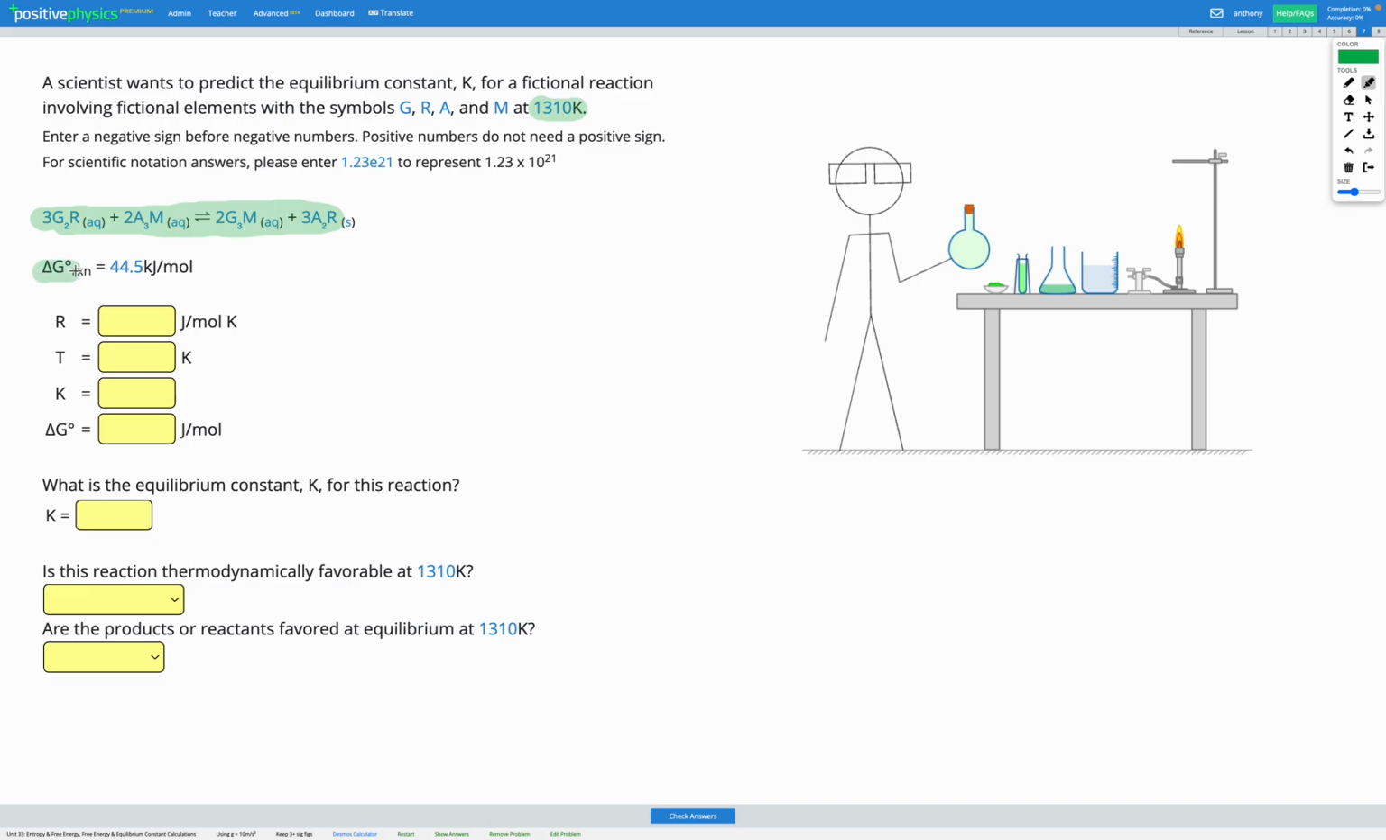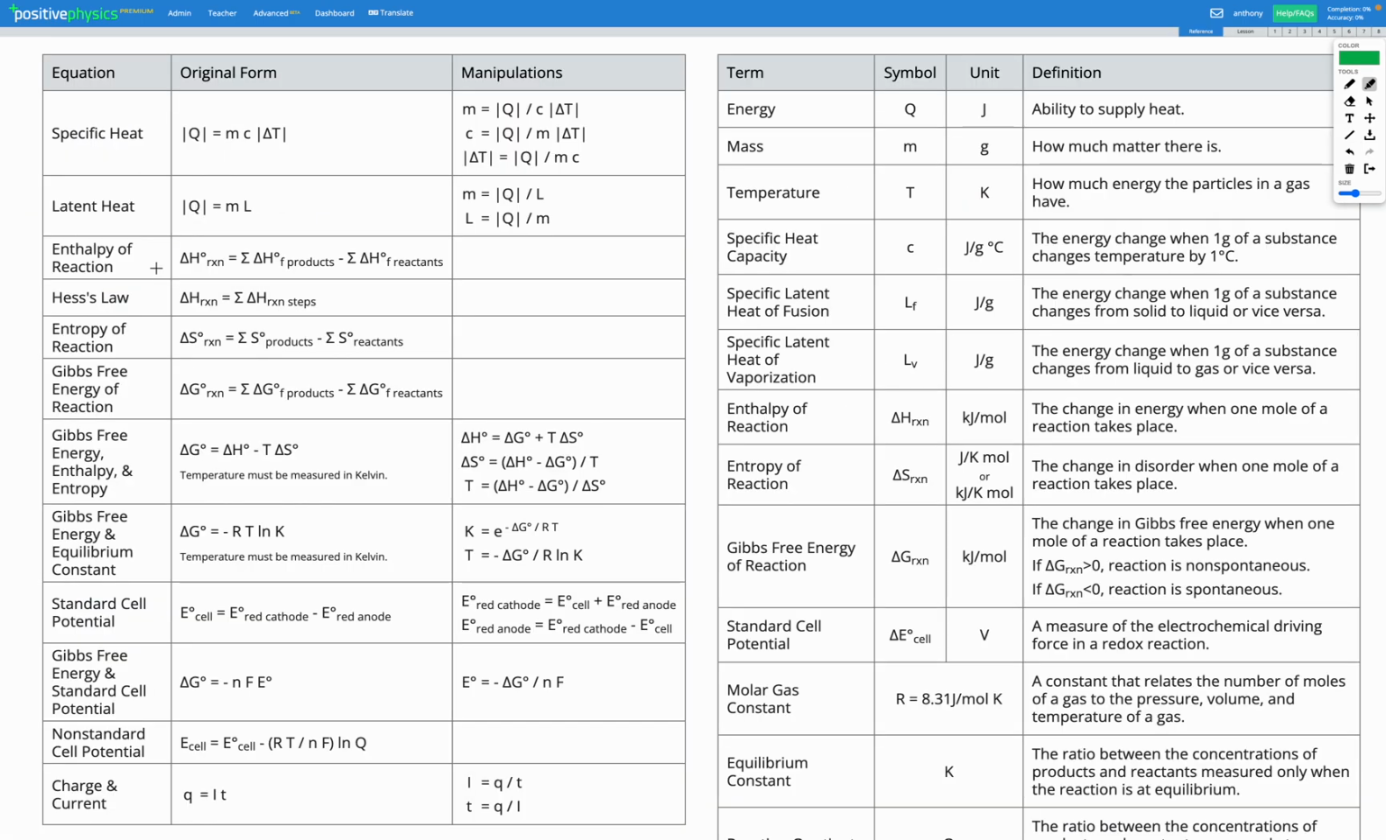We've been given the delta G naught, the change in Gibbs free energy for the reaction, as 44.5 kilojoules per mole. Let's head to our reference sheet. Here's our equation that relates Gibbs free energy and the equilibrium constant. Delta G naught is the change in Gibbs free energy. R is the molar gas constant, which is given down here as 8.31 joules per mole Kelvin. T is the temperature that must be measured in Kelvin, and K is our equilibrium constant.